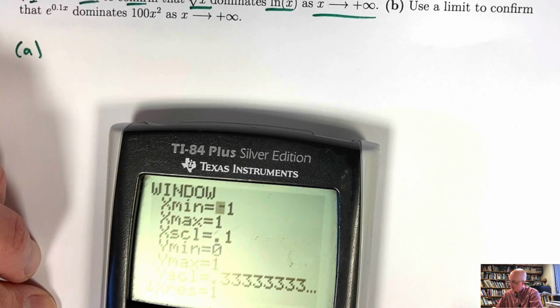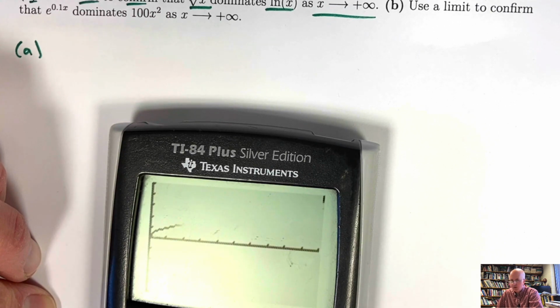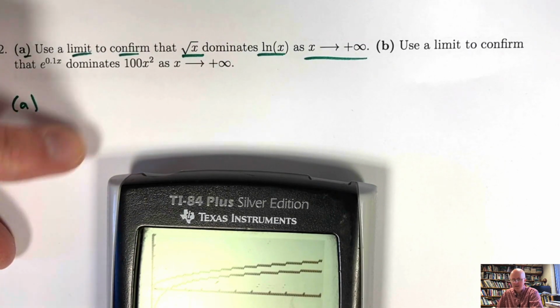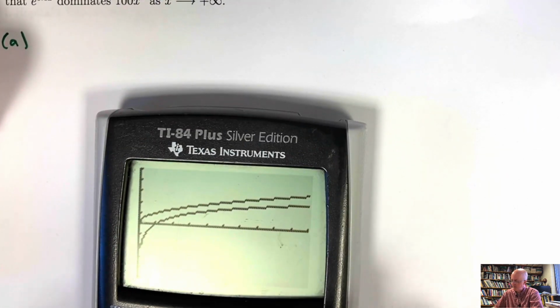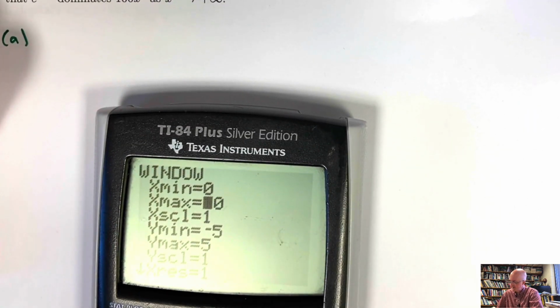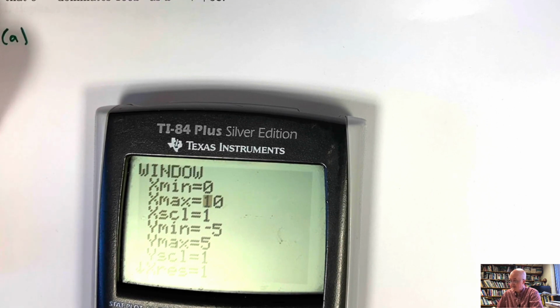Let's pick a window, say 0 to 10, and see what we see. First function, square root of x. Second function is natural log of x. It looks like they're growing perhaps at about the same rate. Not enough to call it dominance, you would think. Well, what happens if you make the window bigger? It's not just that square root of x grows faster than the natural log of x. It's in the end that it grows a lot faster.